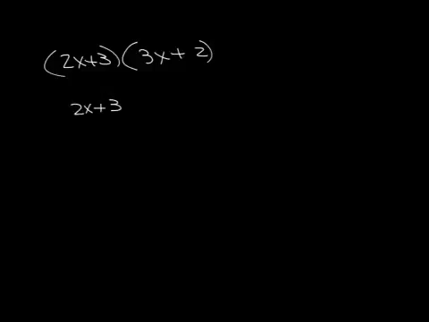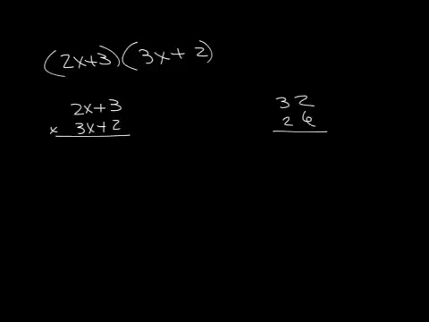Now there's a second way of multiplying these two binomials, and it's called the column method. Rather than writing the problem like this and doing the FOIL method, we do what's called the column method. So we're going to write them above each other and multiply just like you would multiply 32 times 26.